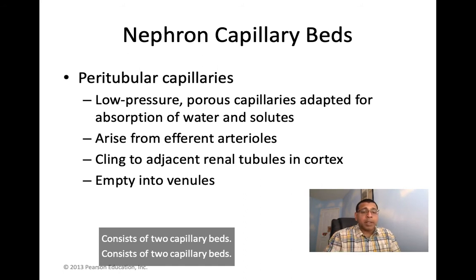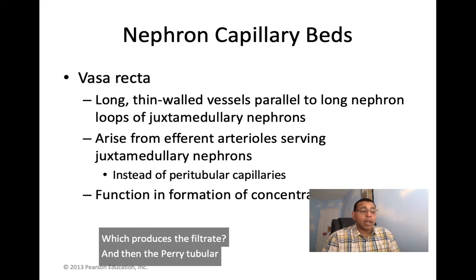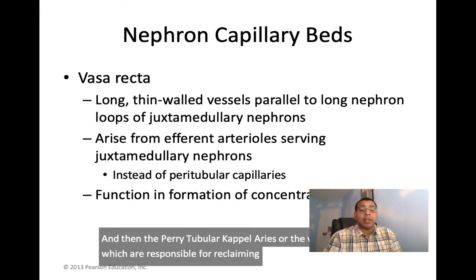The glomerulus being number 1, which produces the filtrate. And then the peritubular capillaries, or the vasa recta, which are responsible for reclaiming most of that filtrate.